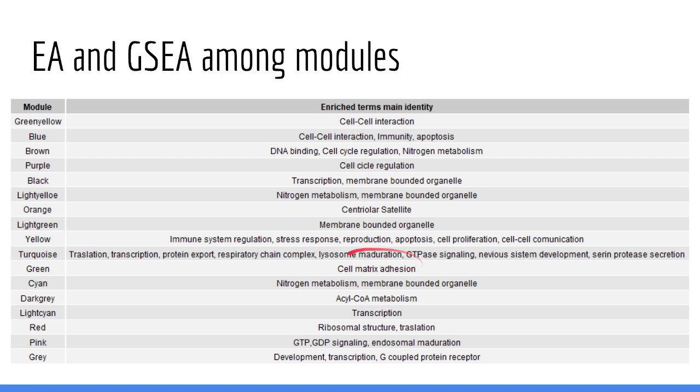respiratory chain complex and lysosome organization, with other interesting categories like protease and serine protease secretion. And yellow got immune system regulation and stress response, and green cell matrix adhesion, and cyan nitrogen metabolism, which were the ones related to immunity. And in the related models, in blue we got immunity, in brown we got cell cycle regulation and nitrogen metabolism, and in pink we got GTPase signaling and endosomal organization.